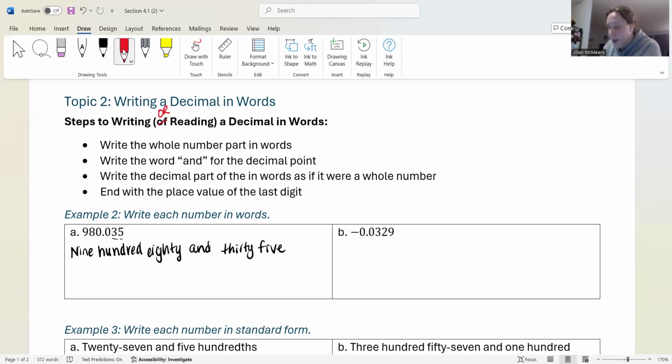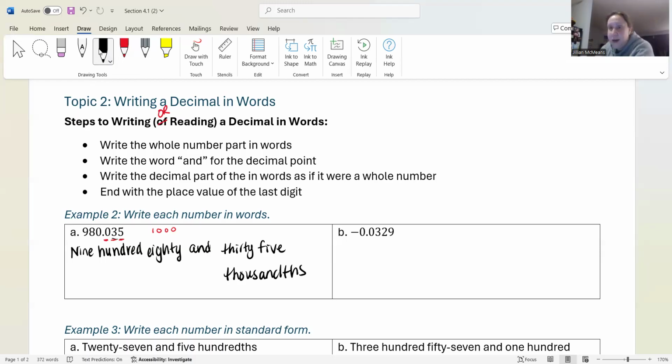So here's what I do. I count the number of decimal places. I have 3 decimal places. I know that 3 decimal places coincides with the power of 10 that has 3 zeros. So that 5 is in the thousandths place. So I want to say 980 and 35 thousandths. We always end with the place value of the last digit. So 980 and 35 thousandths. That's the technical way to say this.